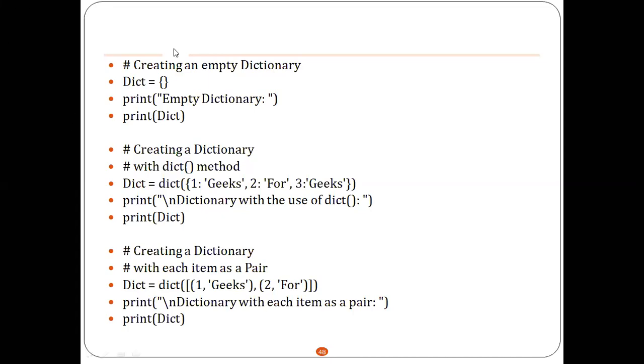The first method is that you can create an empty dictionary, then use the dictionary method to insert elements into the dictionary. And the second one is that you can use the dictionary method, but with the pairs, right? Each item as a pair, that is a key and the value pair that will get inserted into the dictionary. So finally you can print the value on the terminal.